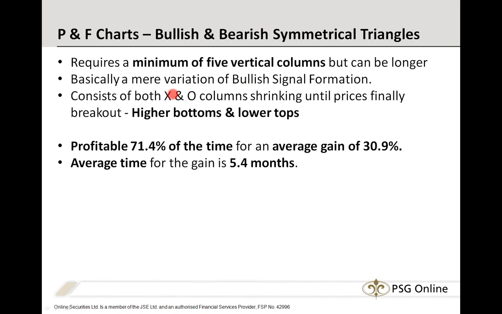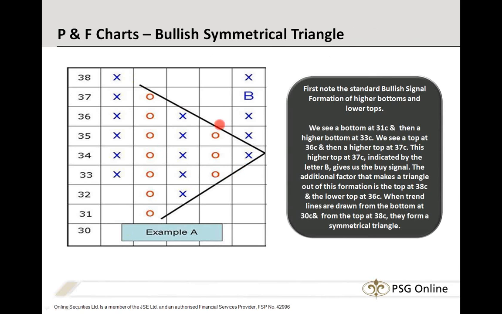It consists of both zeros and X's, but they're shrinking until such time as we have this breakout. So it's like a triangle. You see in the next graph, and I'll show you, that we have higher bottoms and lower tops. It's a form like a triangle. This is one of the most profitable chart formations you're looking for, and we have an average gain of 30%. And the durations are about 5.4 months. So it's a bit more of a medium-term trend continuation. That's the kind of thing you're looking for.